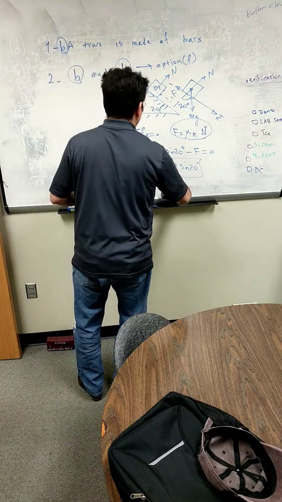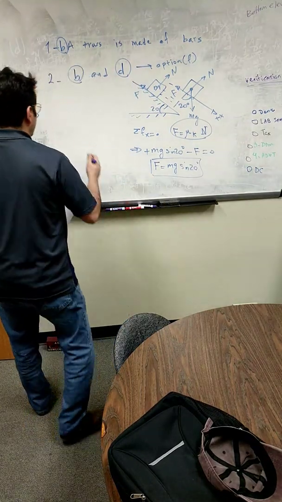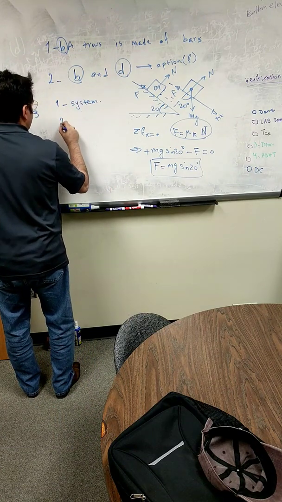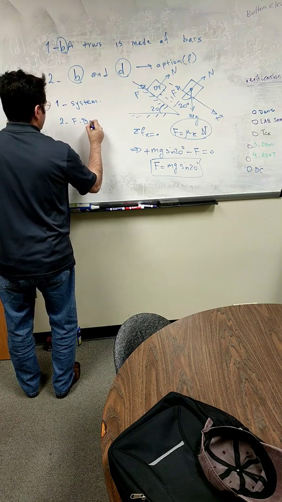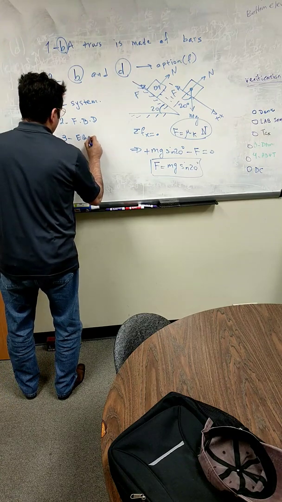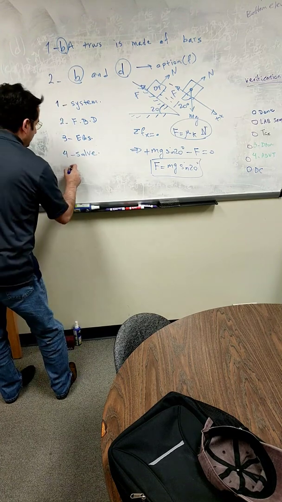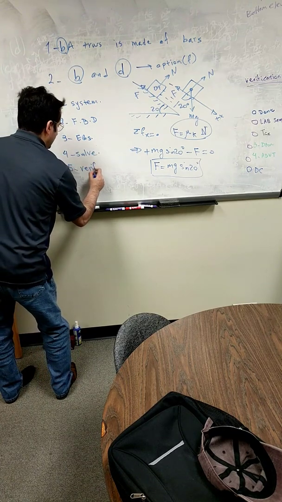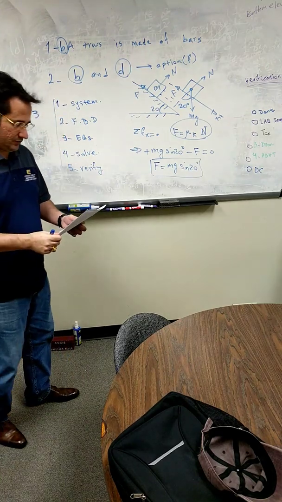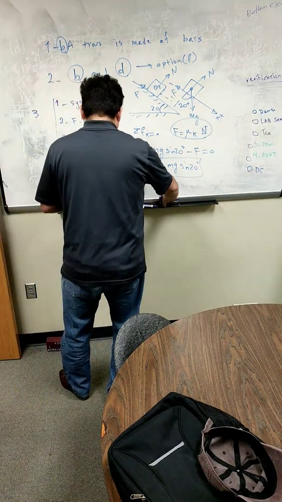Let's write down the 3 steps we solved the equilibrium problem. What were the steps? Step 1, choosing the system. Step 2, drawing the FBD. Step 3, writing the equations. Step 4, solve them. Step 5, verify your solution. The 5 standard steps that you take to solve the problem. Now, go to question number 4.